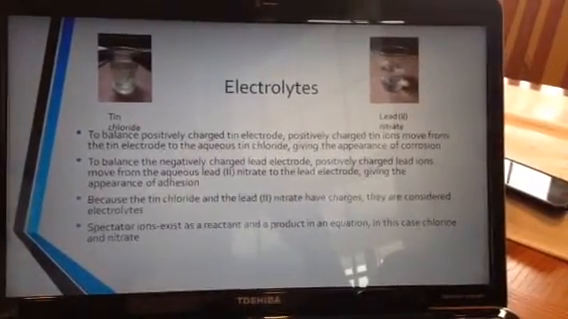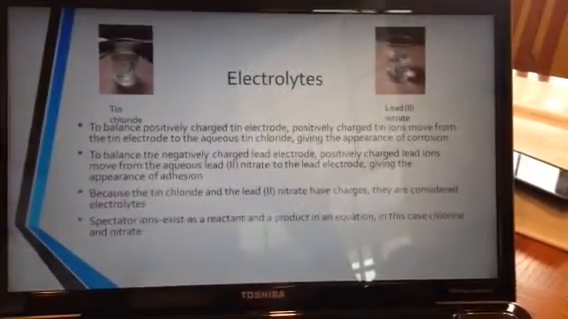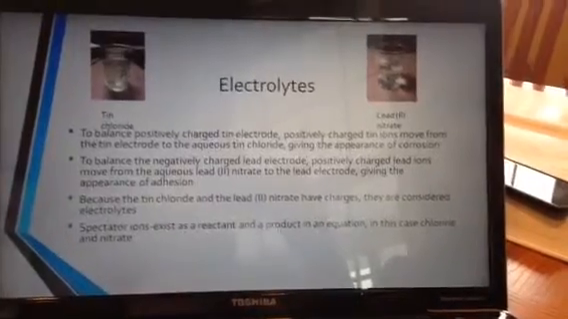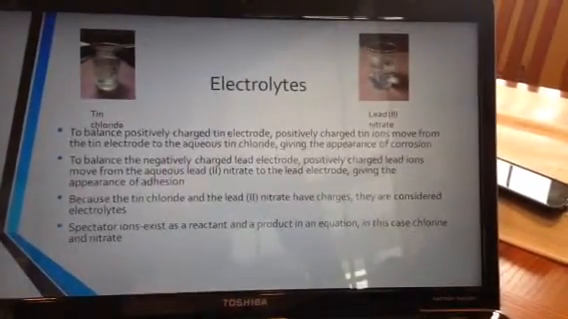Because the tin chloride and the lead 2 nitrate have charges, they are considered electrolytes. Spectator ions exist as a reactant and a product in an equation, in this case chlorine and nitrate.